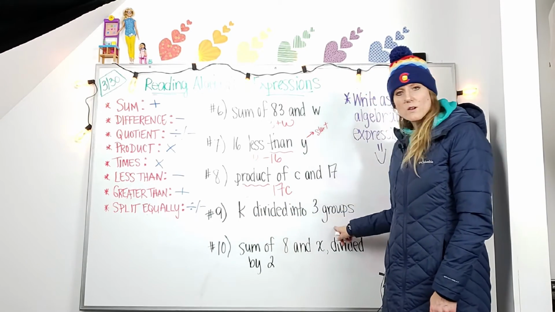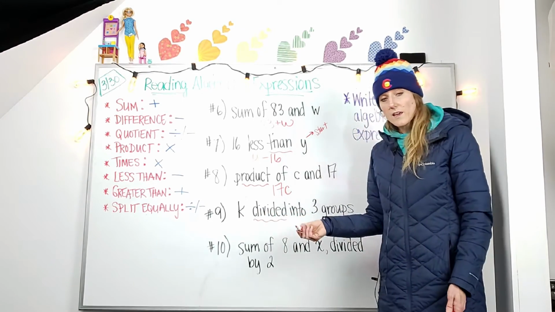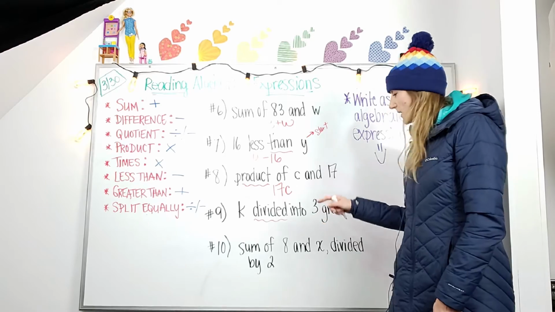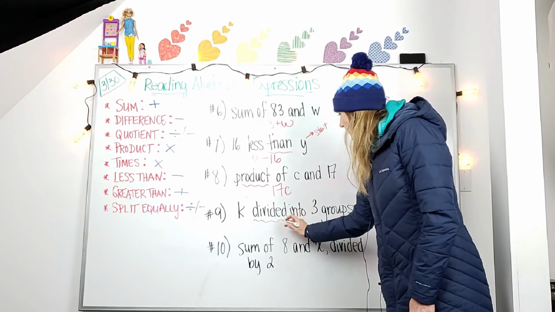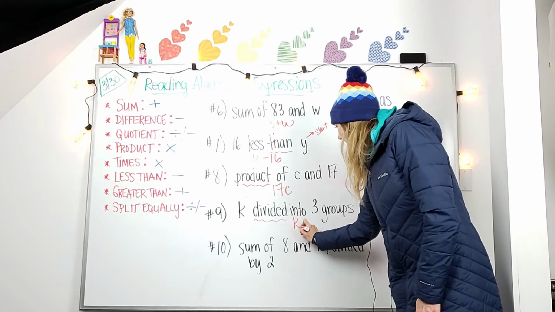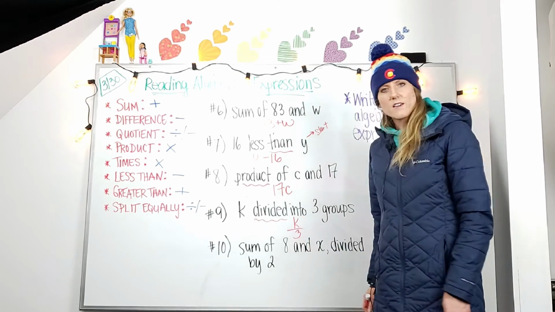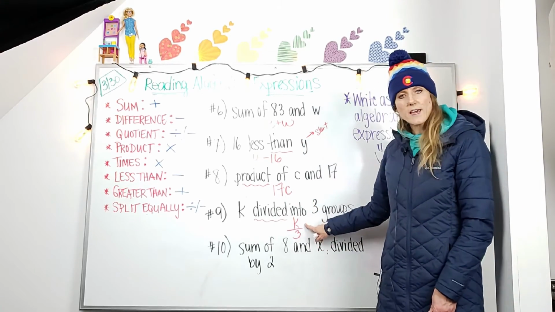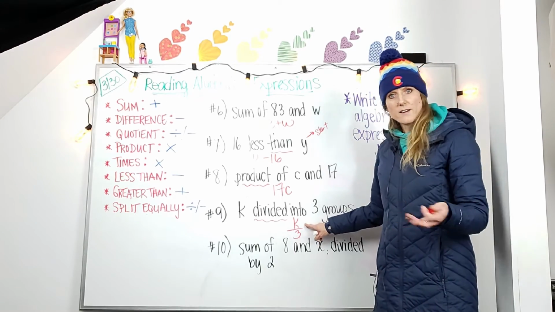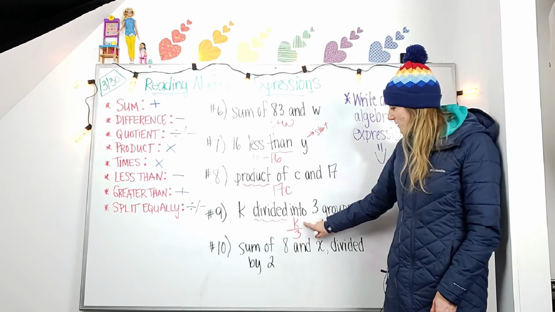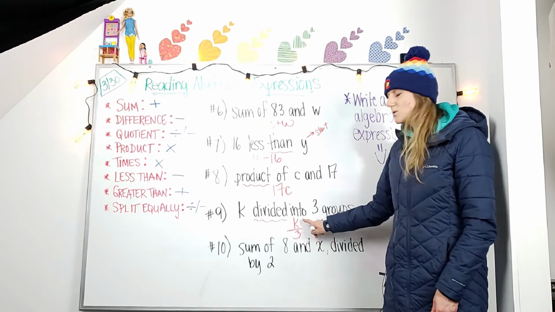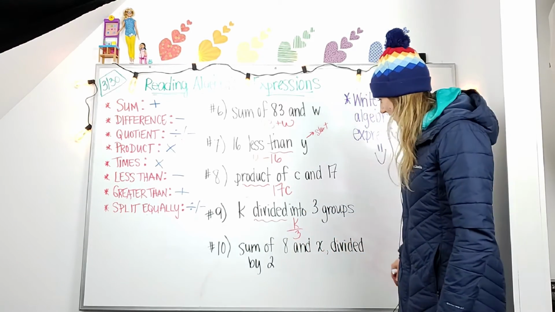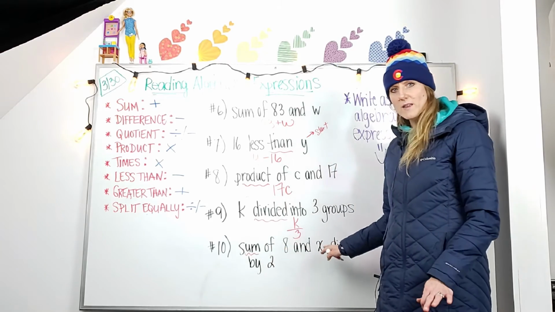k divided into 3 groups. We don't know what k is. We do know it's division, and we know that we're going to divide k by 3. So again, get rid of the regular division sign that you're so used to. We're going to write this one as a fraction, k over 3. k divided into 3 groups. So if I told you that k was 21 students, which, funny enough, we have in each of our classes, if I have 21 students and I want to divide them into 3 groups, I could do 21 divided by 3, and then I would know how many kids would be in each group, which would be 7.